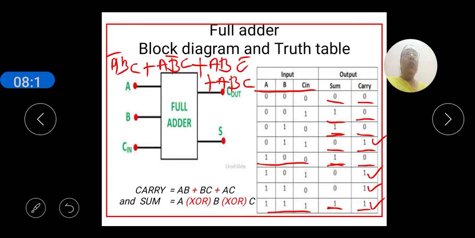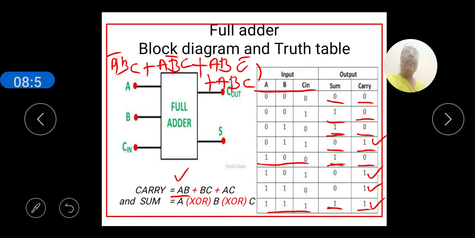Now you have to use Boolean algebra to reduce this equation. So if you combine the third term and the fourth term, it will be AB into C plus C bar. C plus C bar is 1, so you have AB. So in the carry equation, the first term AB is due to the addition of the third term and the fourth term. Using Boolean algebra, it reduces to AB.